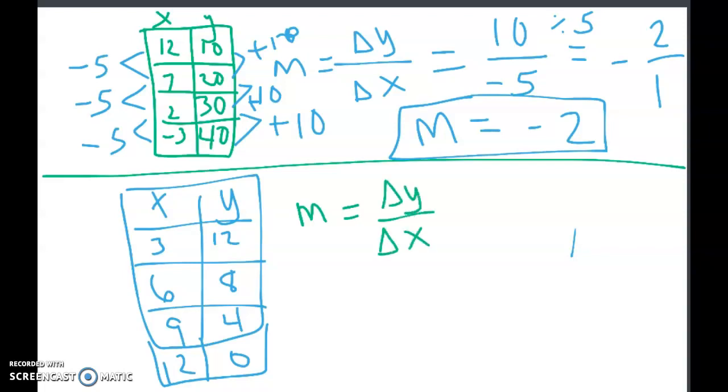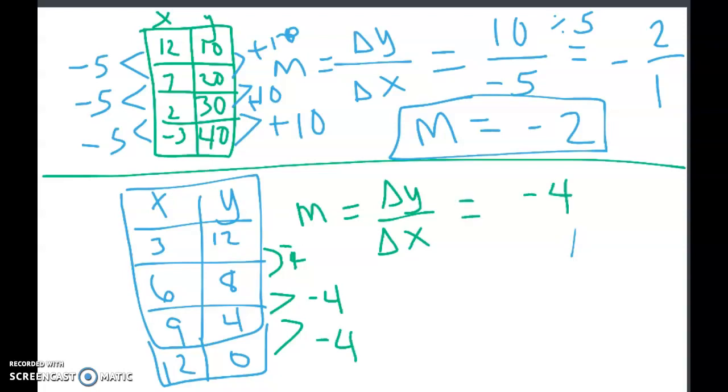And in your table, if you look at how y is changing, we are subtracting 4 each time. 12 minus 4 is 8, minus 4 is 4, minus 4 is 0. So the change in y is negative 4.